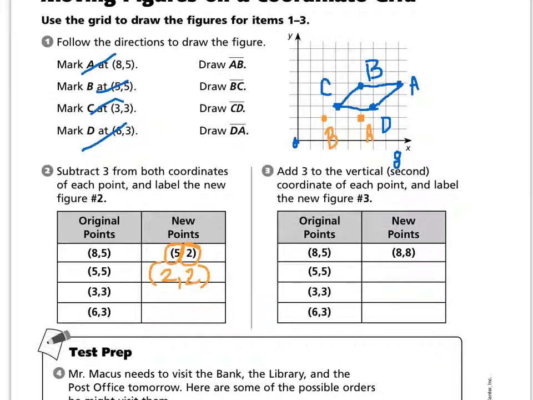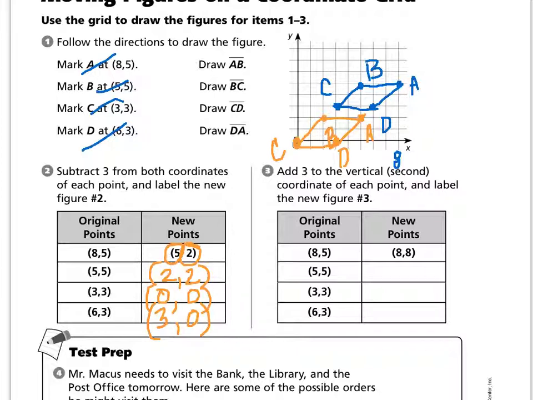Then for 3, I have 3 minus 3 is 0, 3 minus 3 is 0. I'm going to mark that as my new C. And 6 minus 3 is 3, and 3 minus 3 is 0. And I'm going to mark that as my new D. Go ahead and connect again. You have your shape just translated down.